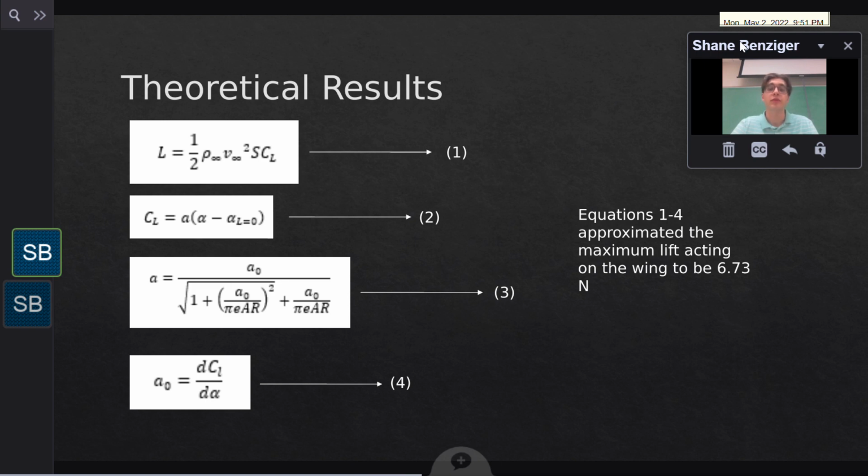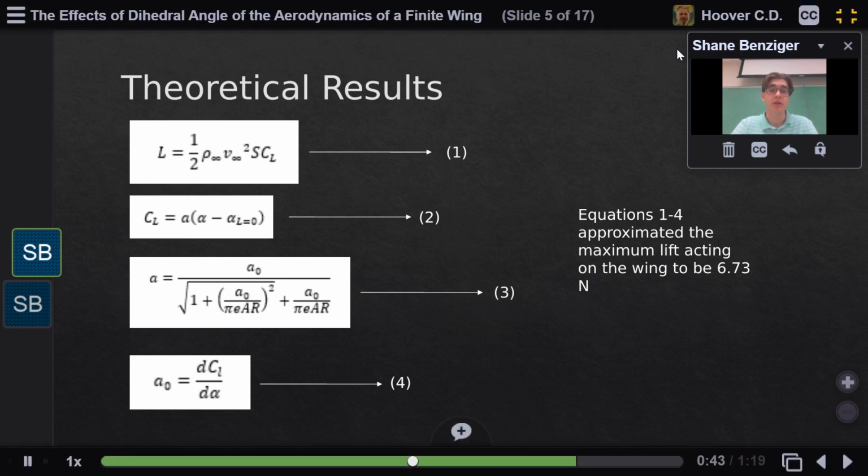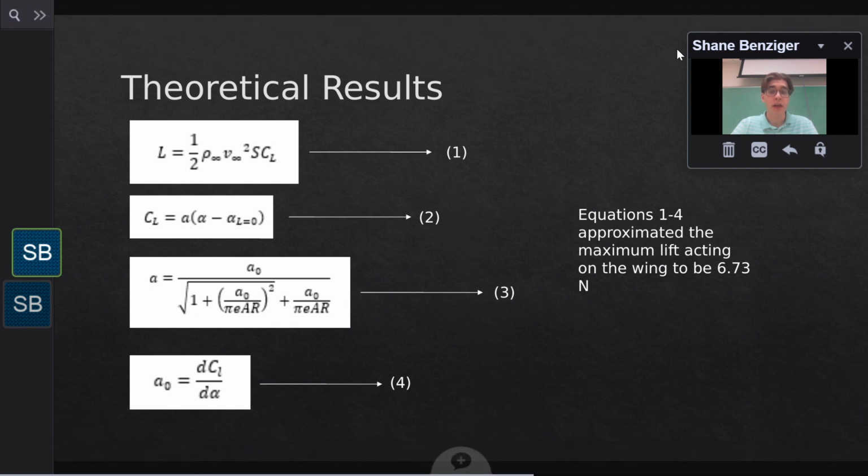Equation 3 was then used to correct the lift curve slope for an incompressible, low aspect ratio finite wing, where e is the Oswald efficiency factor, AR is the aspect ratio of the wing, and a naught is the two-dimensional lift curve slope, defined by equation 4. Using these equations, the lift acting on the wing was approximated to reach a maximum value of 6.73 newtons. Drag cannot be approximated accurately due to the lack of data for each model.